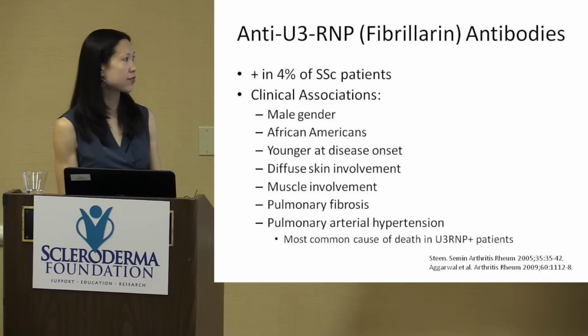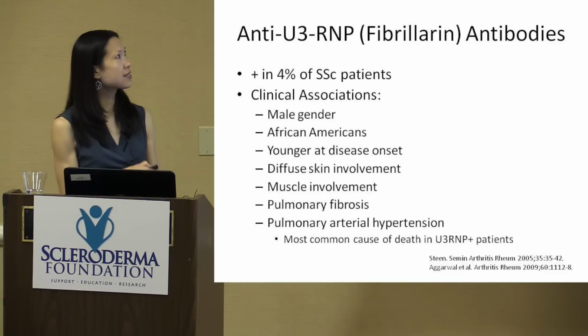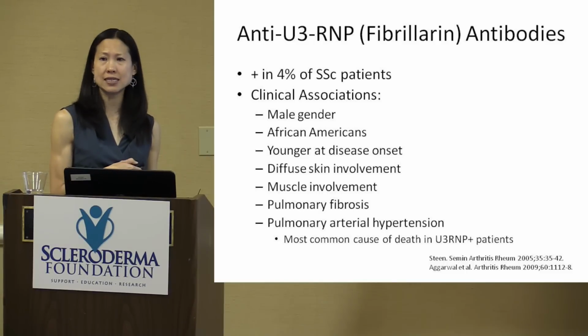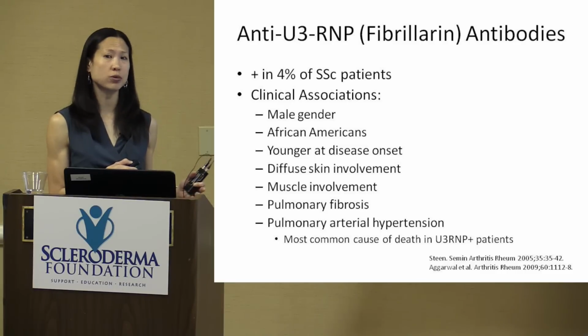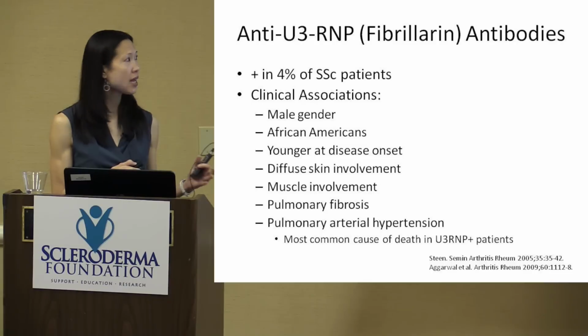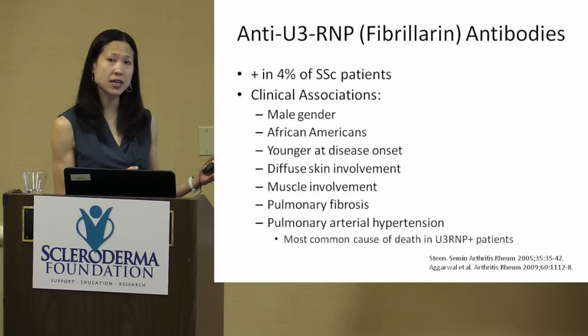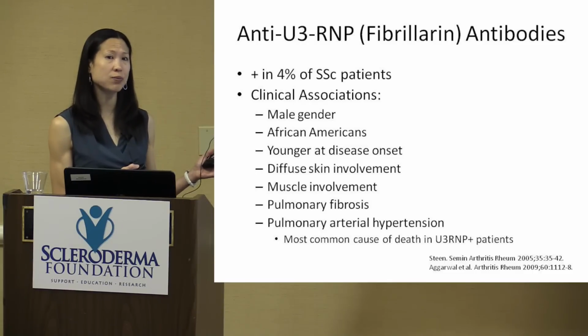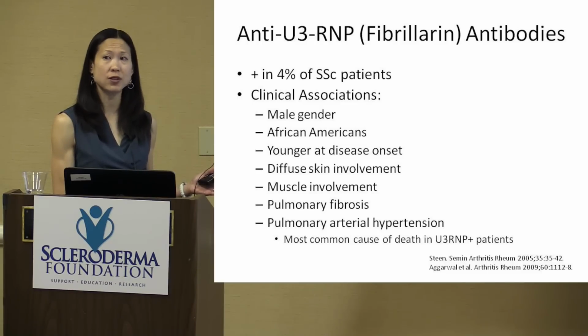So this antibody we can't clinically test for at all centers, but it's associated with a nucleolar pattern on the ANA. And again, if you see an African American patient with a nucleolar ANA, you can probably bet that they have this antibody, and you should look for muscle inflammation as well as lung disease.